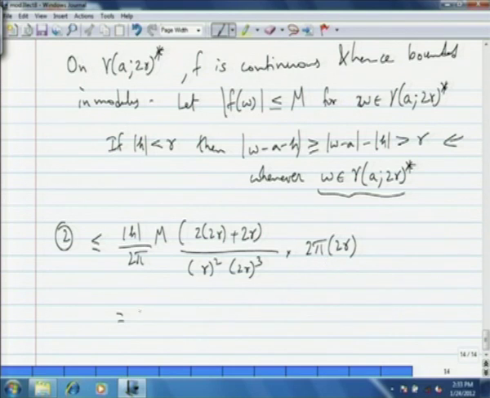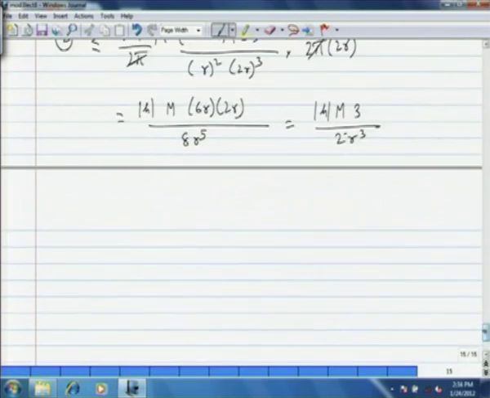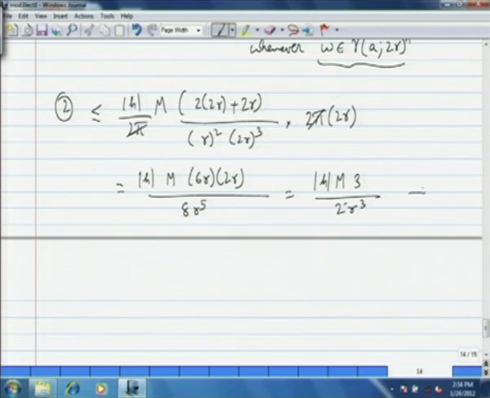So, this is the modulus of h times... the 2 pi's cancel. So, this is 6r times 2r divided by 8 r power 5. So, that is what it comes to. So, the summary is, well, this goes to 0 as h goes to 0. The modulus of h in the numerator, whatever the other expressions are, they are all constants. So, that takes the expression to 0 as h goes to 0.